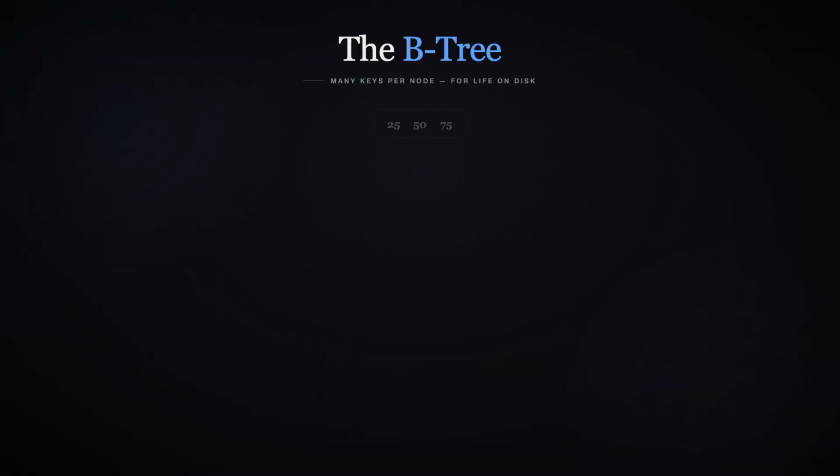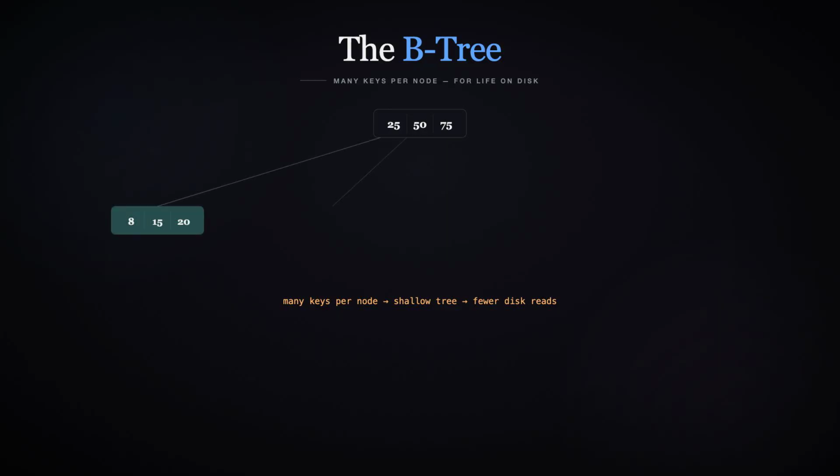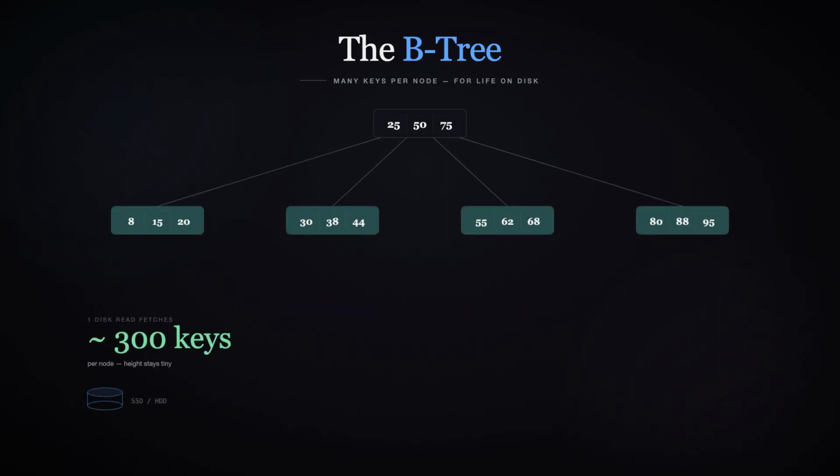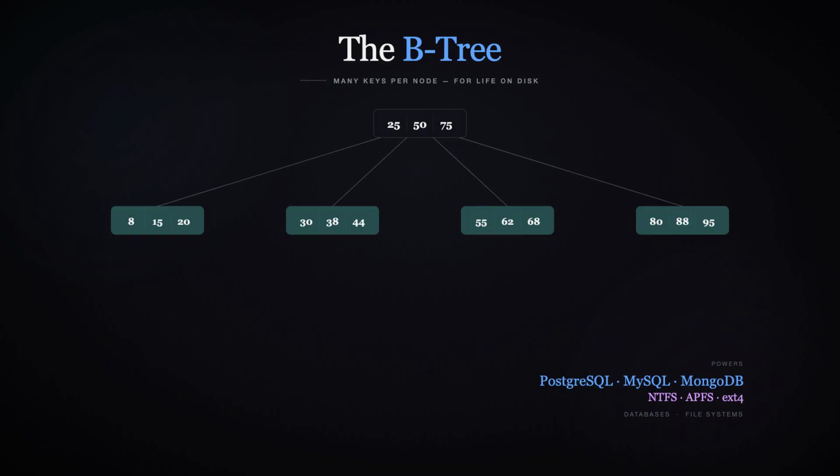When your data lives on disk, not in memory, height becomes everything. The B tree was designed for this. A tree where each node holds many keys and has many children. Databases like PostgreSQL, MySQL, and file systems like NTFS use B trees and their variants. One disk read can retrieve hundreds of keys.